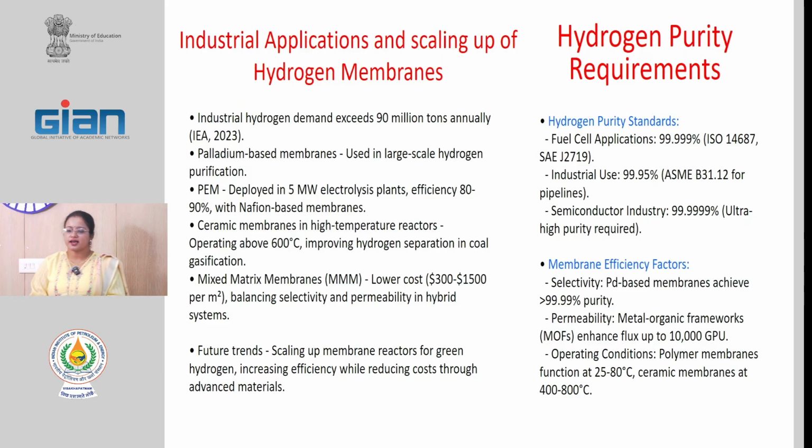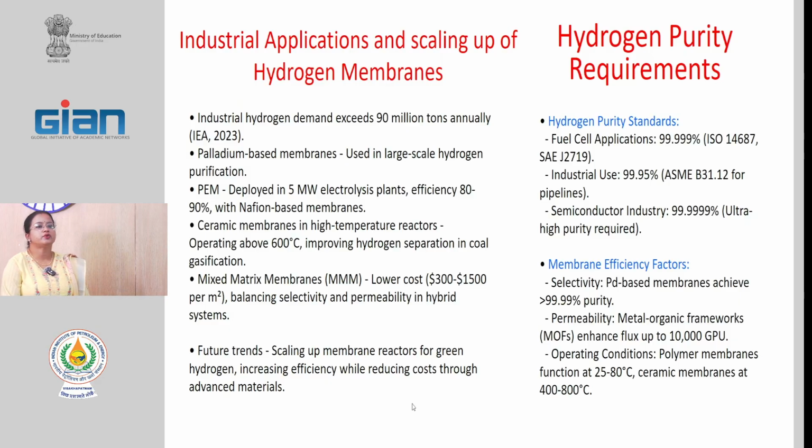But let us see a little bit of industrial applications. Industrial hydrogen demand had already crossed 90 million tons annually by 2023. So you can imagine the level of hydrogen demand there is across all industries. PEM has been deployed in a 5 megawatt electrolysis plant with naphthalene based membrane. Ceramic membranes have been in use for lower scale separation, and the future trend is to scale up these membrane reactors for more green hydrogen production.